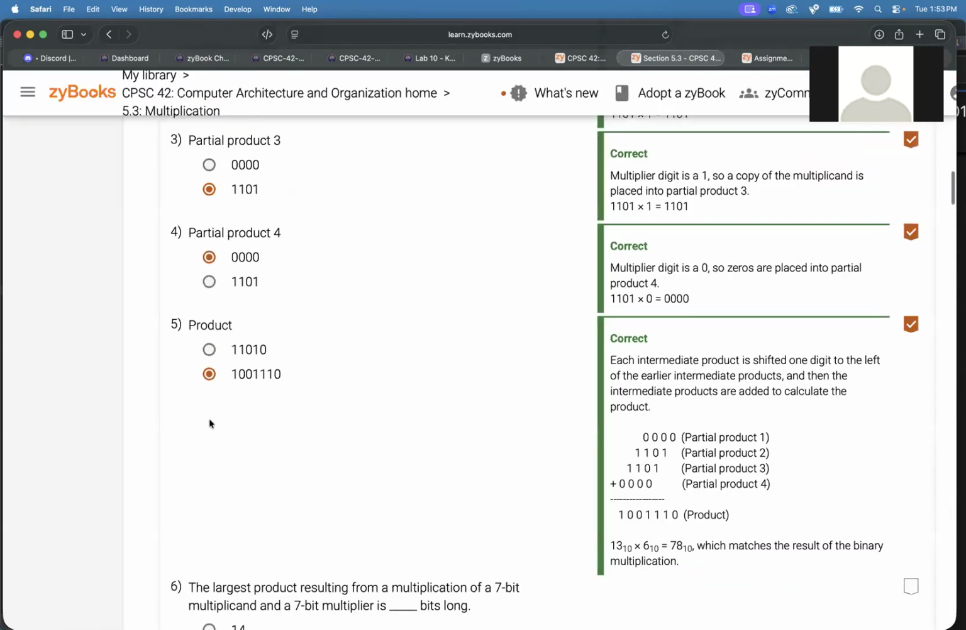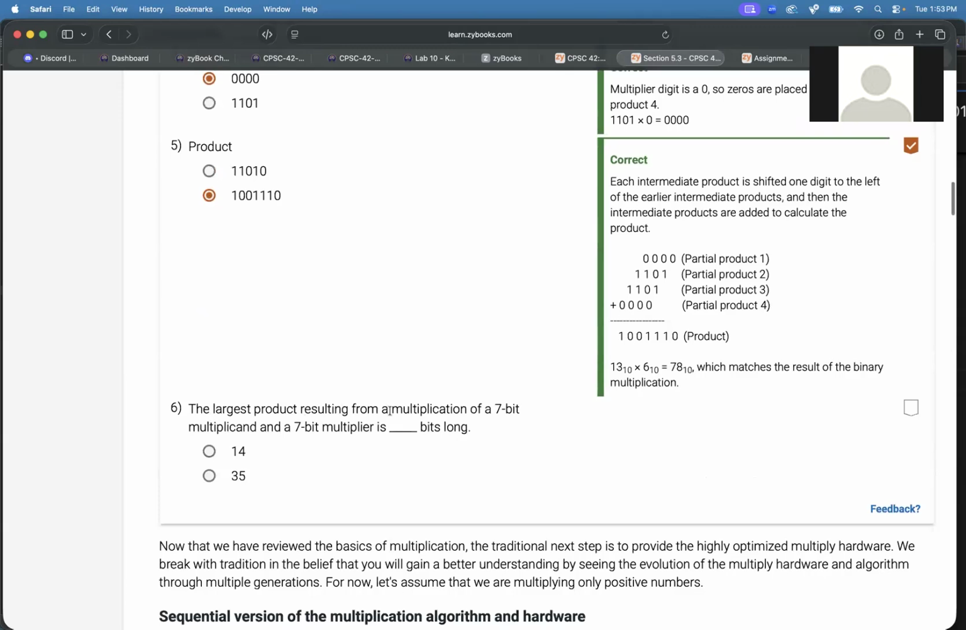The largest product resulting from multiplying a 7-bit multiplicand and a 7-bit multiplier is, when you multiply two numbers together, it could double the amount of bits. So a 7-bit number times a 7-bit number could be 14 bits long.